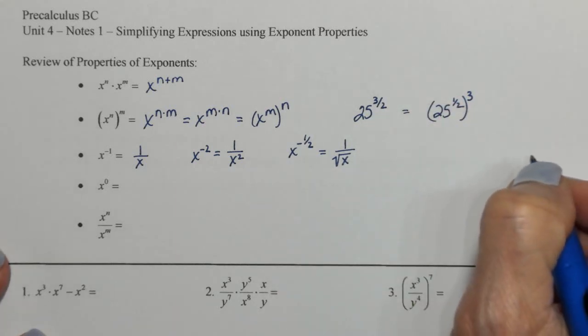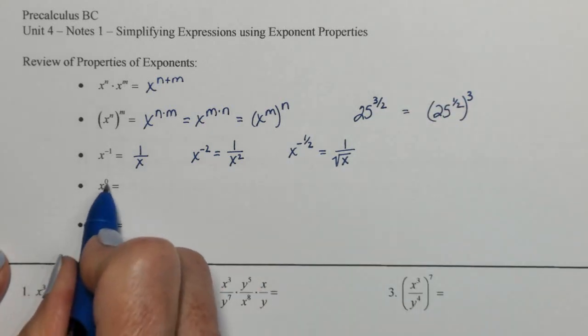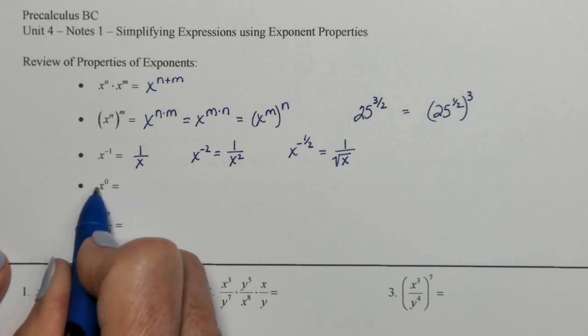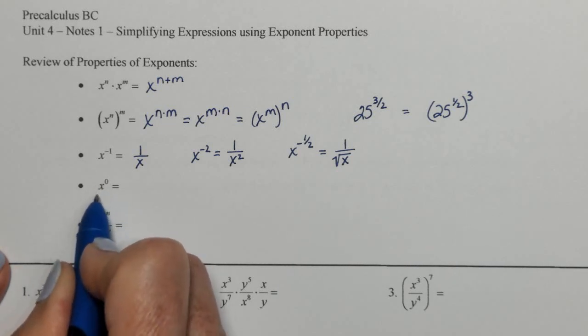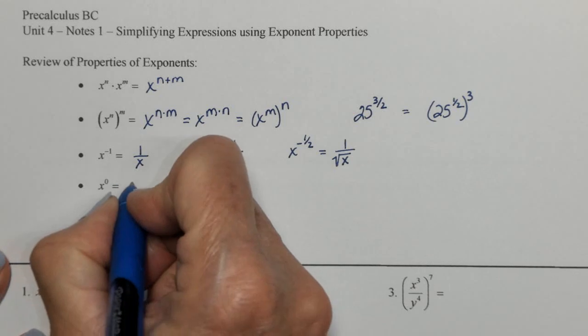Okay? All right, x to the 0. X is representing a number. A number to the 0 power is always 1.